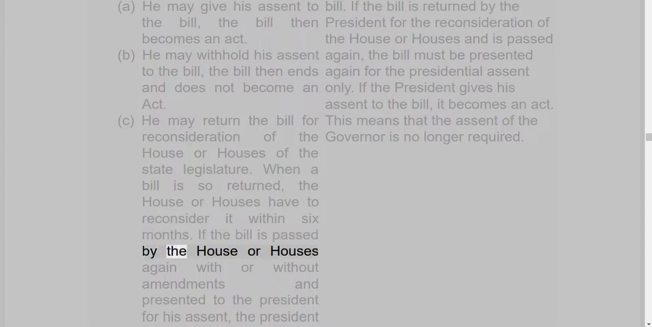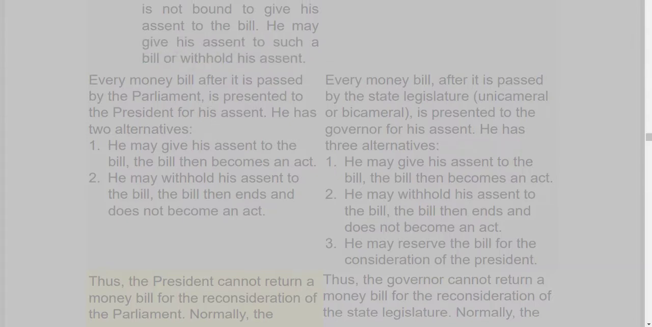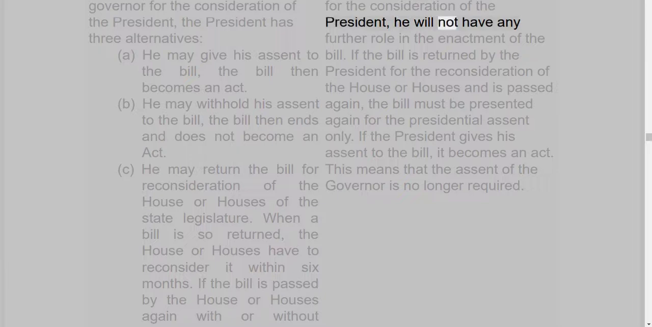If the bill is passed by the House or Houses again, with or without amendments, and presented to the President for his assent, the President is not bound to give his assent to the bill. He may give his assent to such a bill or withhold his assent. Once the Governor has reserved the bill for the consideration of the President, he will not have any further role in the enactment of the bill.